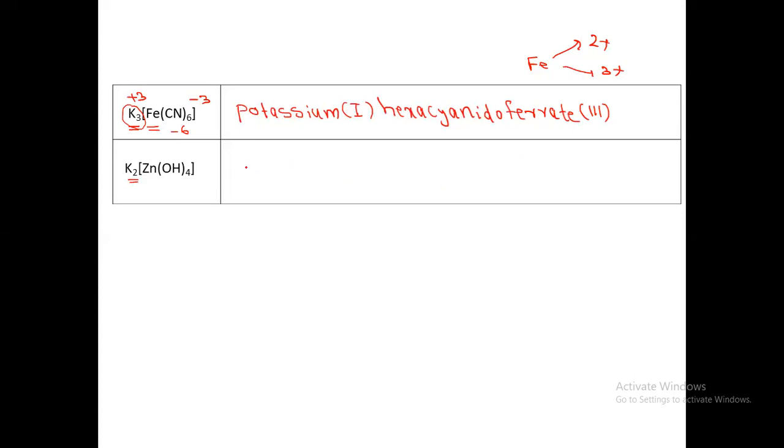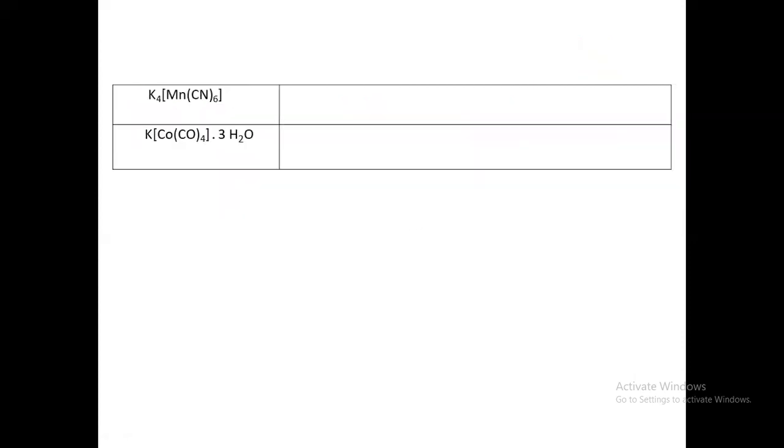So what is the next one? Already we discussed, it's potassium. Tetrahydroxido zincate 2. Already we discussed that. Now name this one. It doesn't matter what the subscript is, potassium. Hexacyanido, cyanide, right? It's a negative ligand, so replace the E with O, hexacyanido. It's manganese, so manganate, ate, manganate.